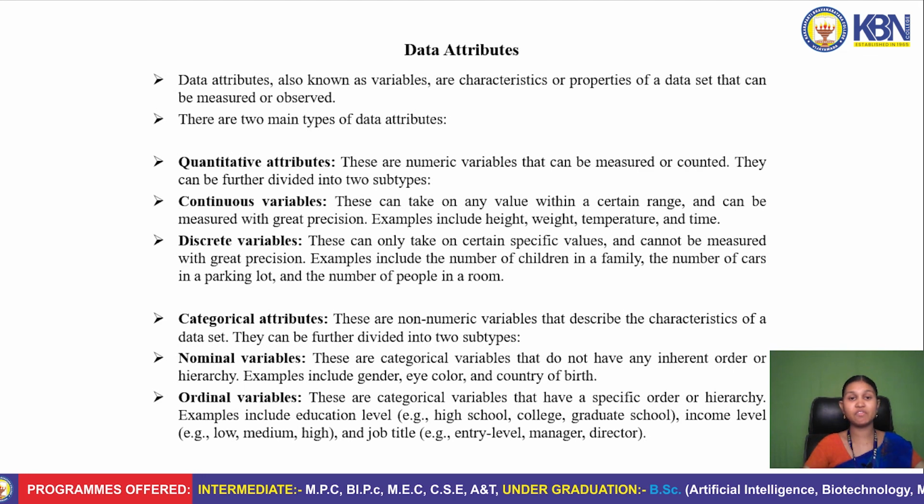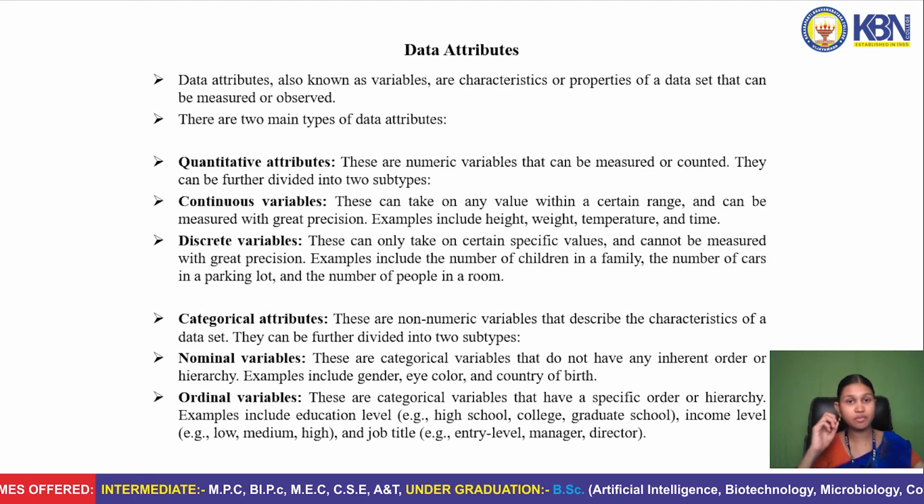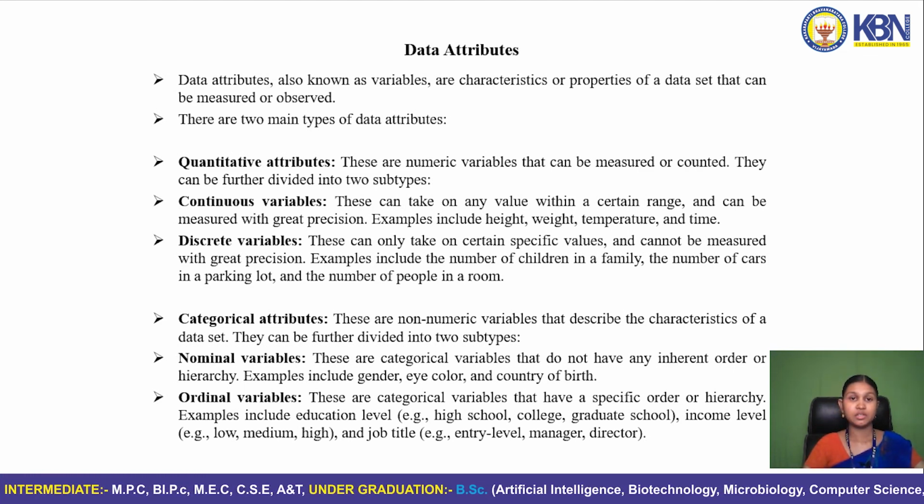Next one, discrete variable. This can only take on certain specific values and you cannot measure it with great precision. Let us take examples: how many children in the family, how many cars are parked, and how many people in the room. And next one, categorical attribute.